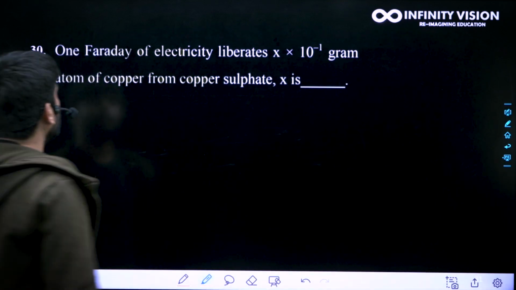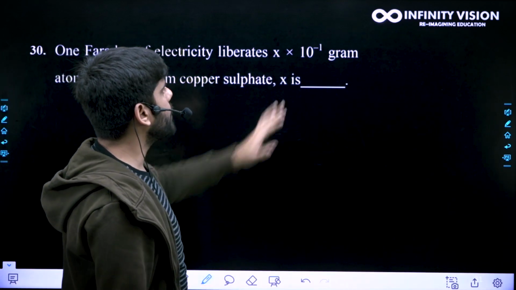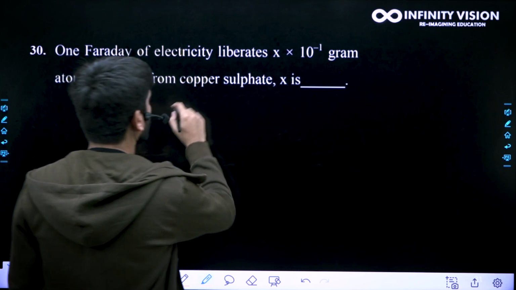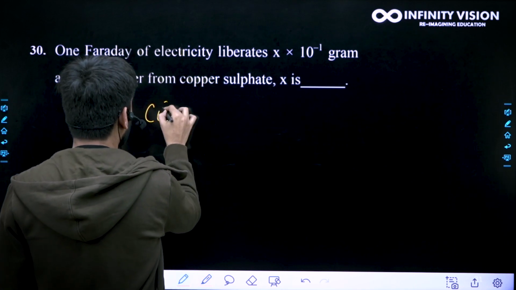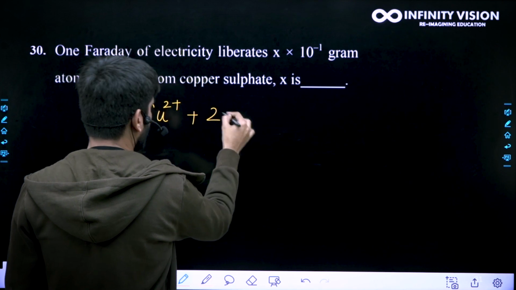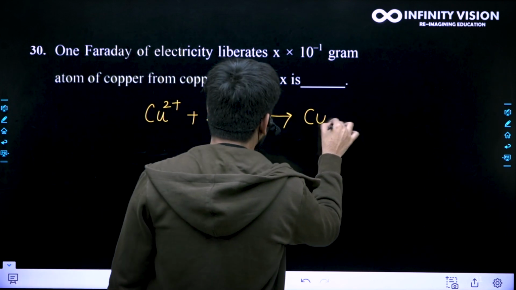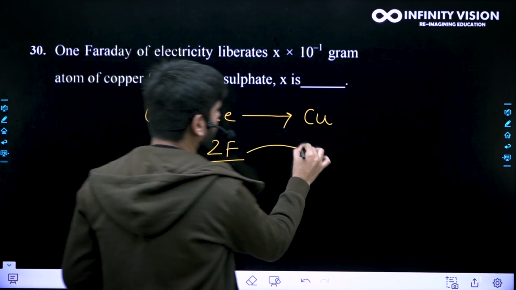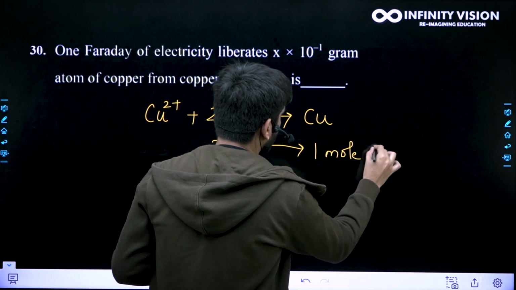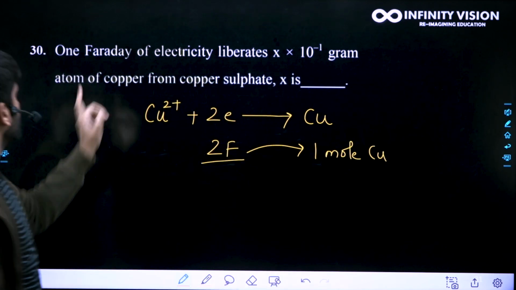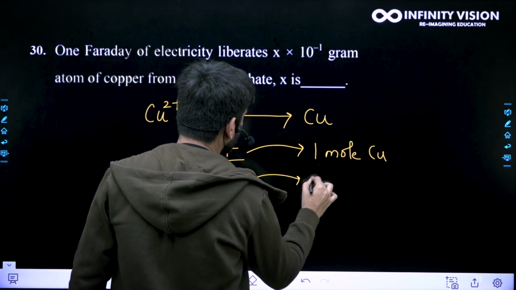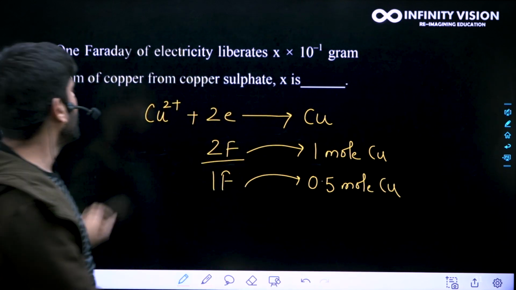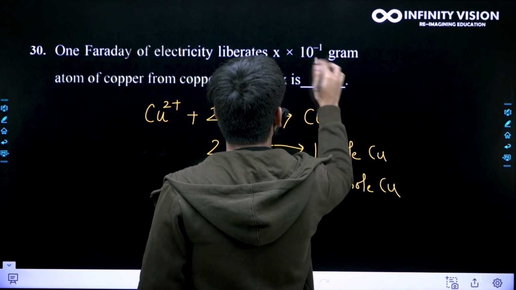Okay, let us see the last question. 1 Faraday of electricity liberates X into 10 to the power minus 1 gram atom of copper from copper sulfate. X is what? Okay, so let us see the reaction first. Copper sulfate, that means Cu2 plus, will take up 2 moles of electrons, getting converted to copper. That means 2 Faraday of electricity will deposit 1 mole of copper. So 1 Faraday will deposit 0.5 mole copper. Now they are asking you X into 10 to the power minus 1 gram atom.